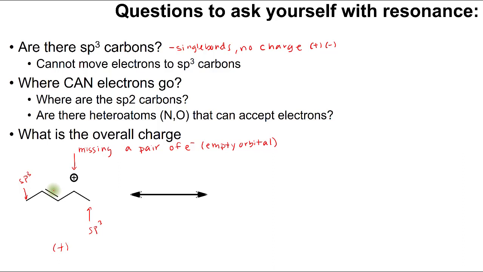So I can take these electrons from the pi bond here and push them into this bond. When I do that, my electron pair has moved to between these carbons, and because I took electrons out of this carbon right here, my positive charge has shifted to this carbon. That is the only resonance structure that I can draw. There are no other resonance structures because I can't push electrons into the sp3 carbons. So those two carbons on the end are forbidden.